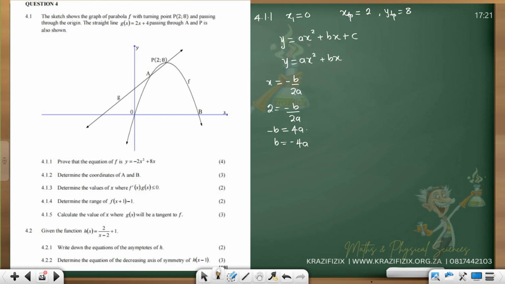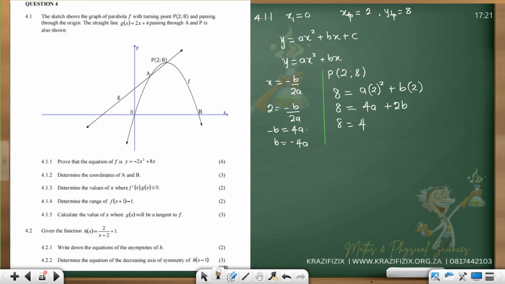So what is b? Negative 4a. I want to see two methods. All right, b is negative 4a. Lovely. What else do we know? Can we substitute those points that we know? If we substitute 2 and 8. So my y is 8. I do not know a, but my x is 2. I do not know b, but my x is 2. Look at the beauty of maths. 4a plus 2b.